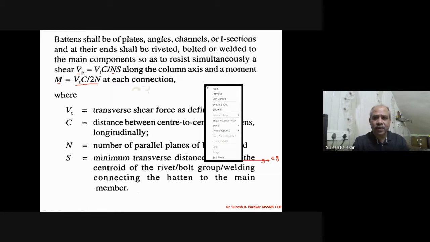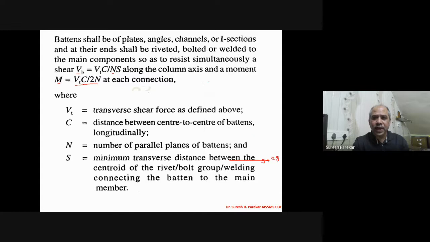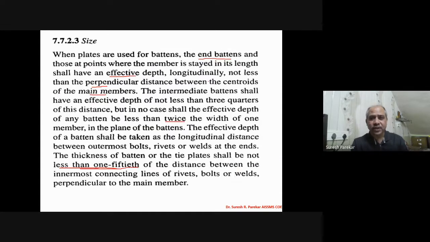Now all these terms we already know, and by this we are in a position to determine the design forces. For these forces we have to go for the battens, so the size of battens. Here we have end battens first, and the effective depth of end battens should not be less than the perpendicular distance between the centroid of the main members, that is S plus 2G, if we have back to back. If we have face to face, that is toe to toe, then it is S plus 2G minus 2B minus 2G. For intermediate battens, we go for 3/4 of the effective depth of the end battens.